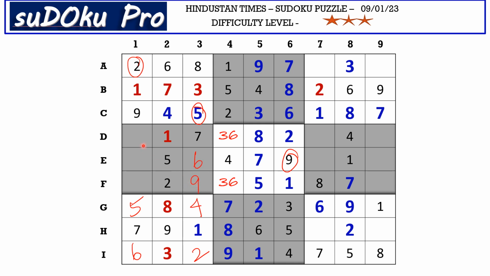Here in column 1 the missing numbers are 3, 4 and 8. There is 4 and 8 blocking from D row. So 3 goes here in D1. 4 and 8 goes in these 2 cells. You have 4 blocking from E row. So E1 takes 8 and F1 takes 4. Now this 3 cancels out the 3 here. So D4 takes 6 and F4 takes 3.